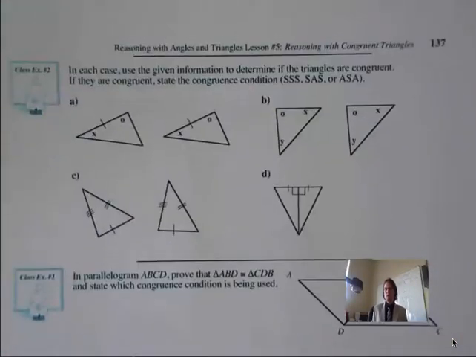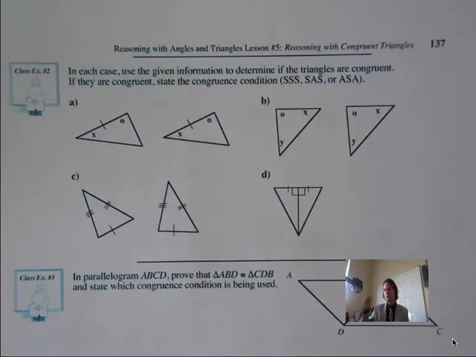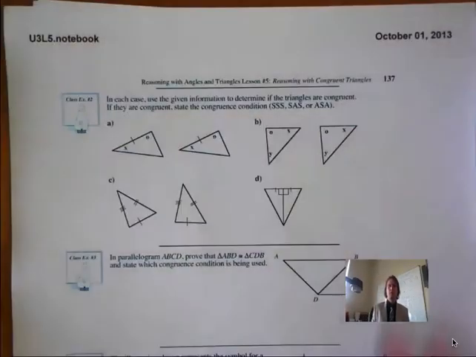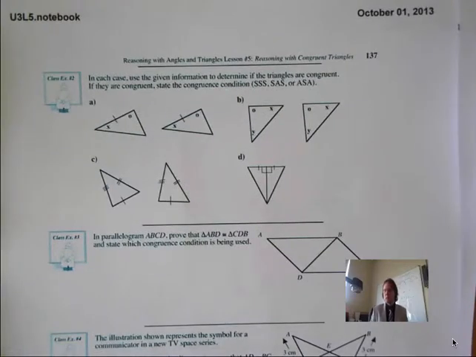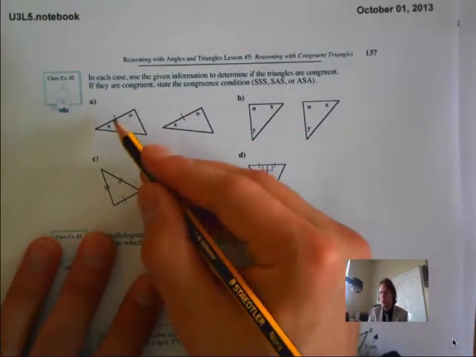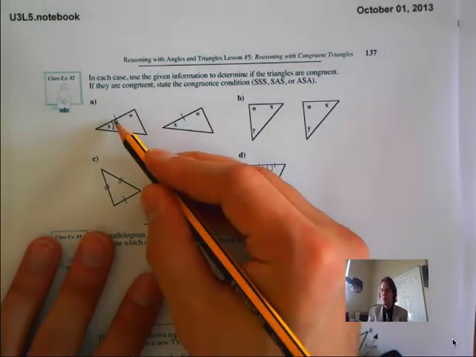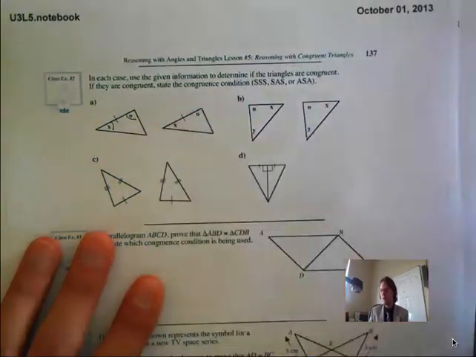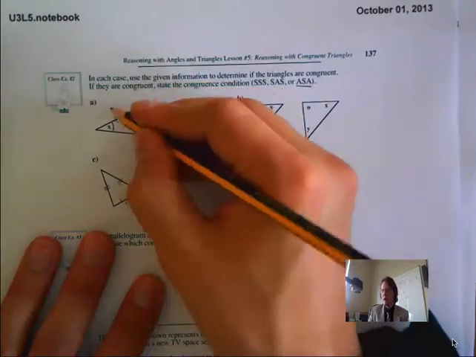Let's take a look at this first set of questions. It says, in each of these, state the congruence condition. So what makes these conditions congruent? Well, if I look at this here, we know the angle, then we know a side, and then we know an angle. So that is angle, side, angle.